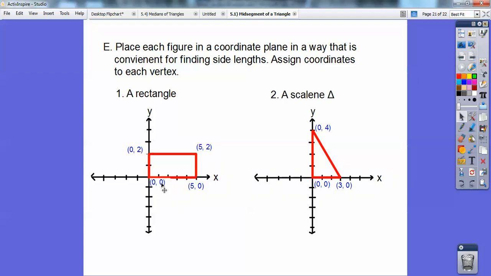So this is a 5 by 2 rectangle. You could have made a 3 by 4 rectangle or a 1 by 7 rectangle. It didn't give you any qualifications on that. Same with the scalene triangle. I made it a 3, 4, 5 right triangle. This is 3, this is 4, this is 5 right here, and that would be a right angle right there. So there's a scalene triangle right there.